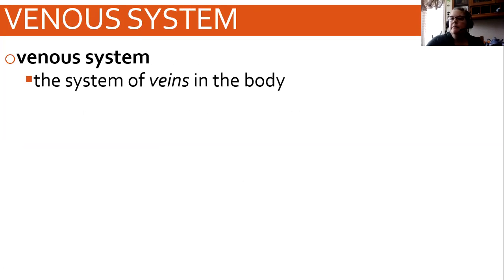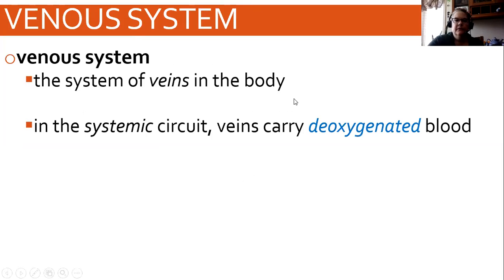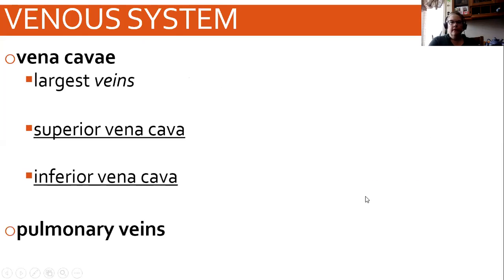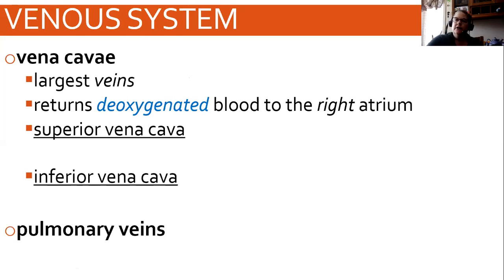Okay, so this is the system of veins in our body. And two of them we already have been working with quite a bit, two of the ones you need to know. Okay, so in the systemic circuit, veins carry deoxygenated blood. In the pulmonary circuit, the veins carry oxygenated blood. Okay, so our two veins, the vena cavae, which is a plural form of vena cava, those are the largest veins. Okay, they return deoxygenated blood to the right atrium.